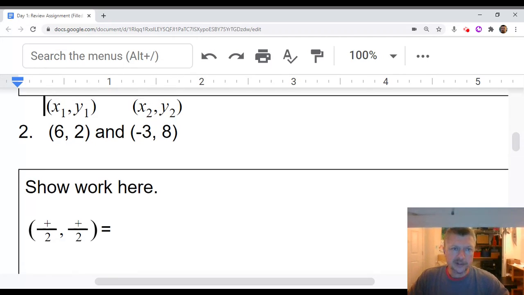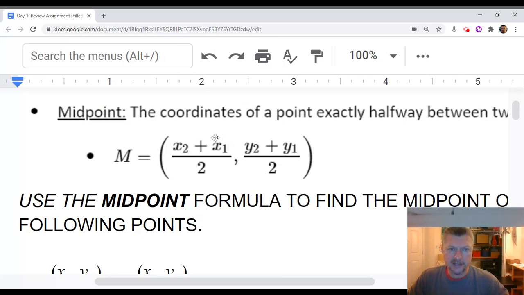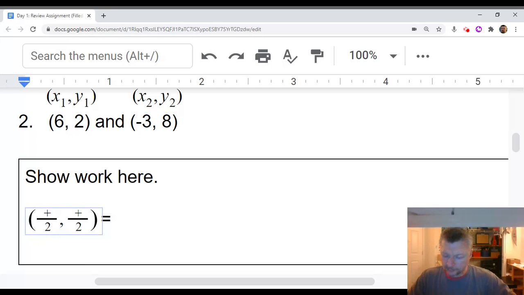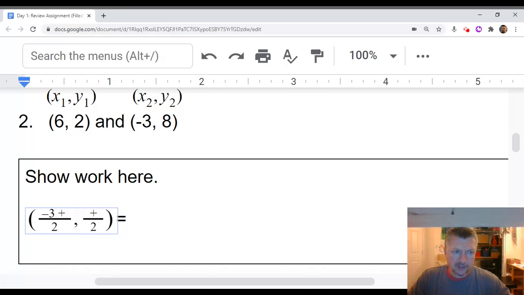So first thing we're doing, adding the x's. So x2 is negative 3. X1 is 6. All right. Negative 3 plus 6. And then here we have 8 plus 2. Let me make sure I did this right. X2, X1, negative 3 plus 6. Y2, Y1, 8 plus 2. Okay, good.